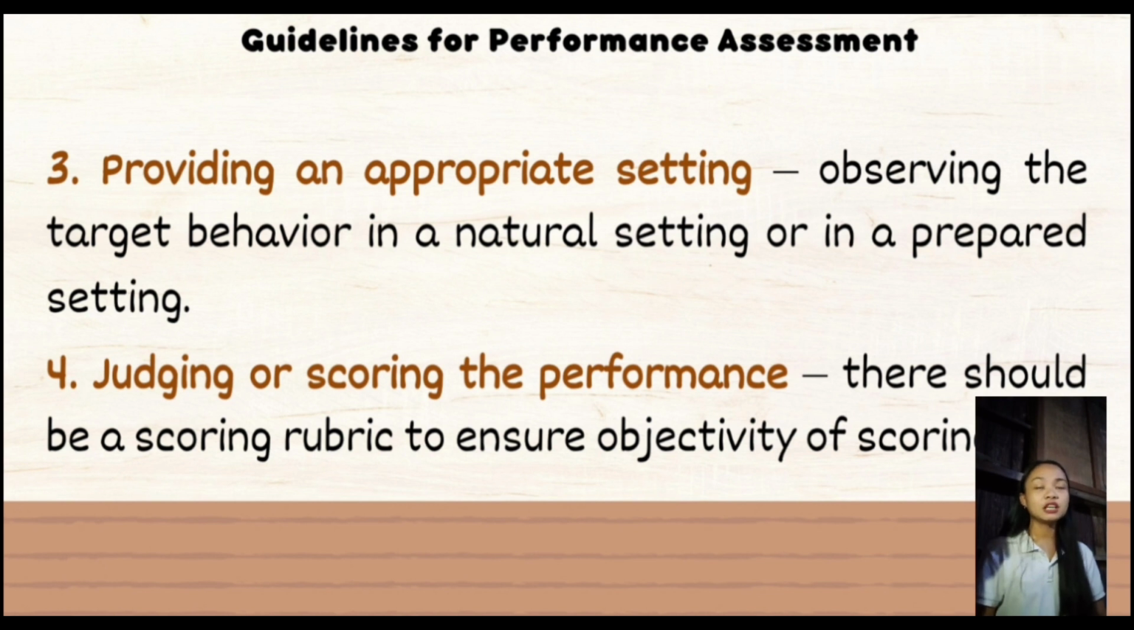This will serve as the basis for the students on how to perform the given task, as well as this will help the teacher to give a score. This is to ensure objectivity of scoring. That's why when judging or scoring the performance, the teacher should prepare a scoring rubric to ensure objectivity of scoring, as well as to assess the performance in a chronological way.